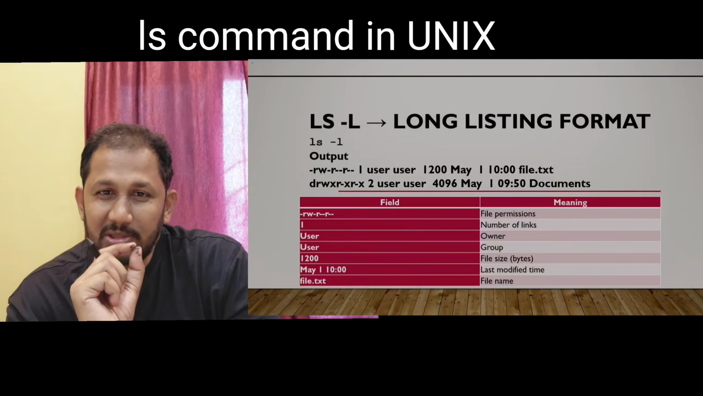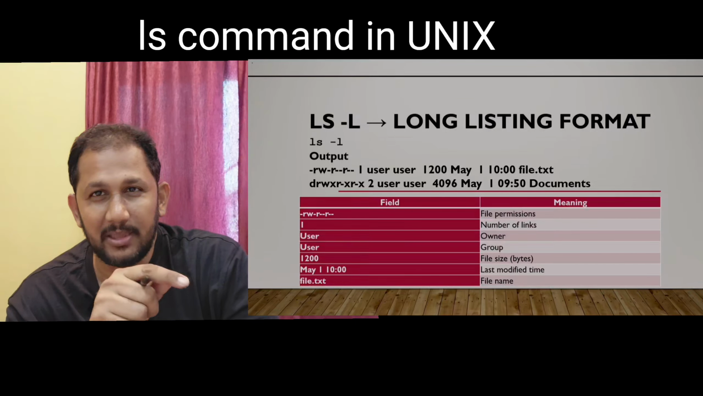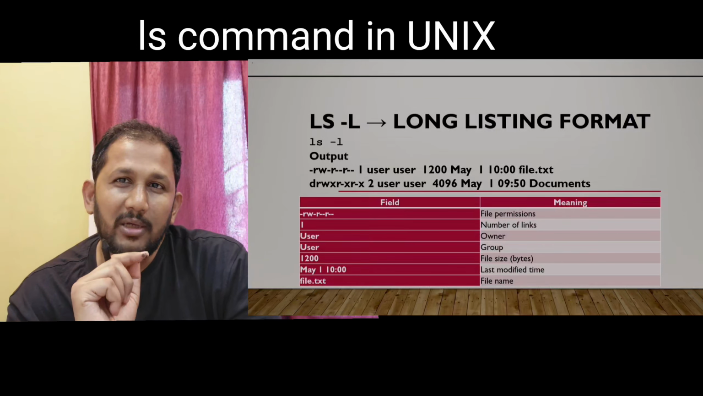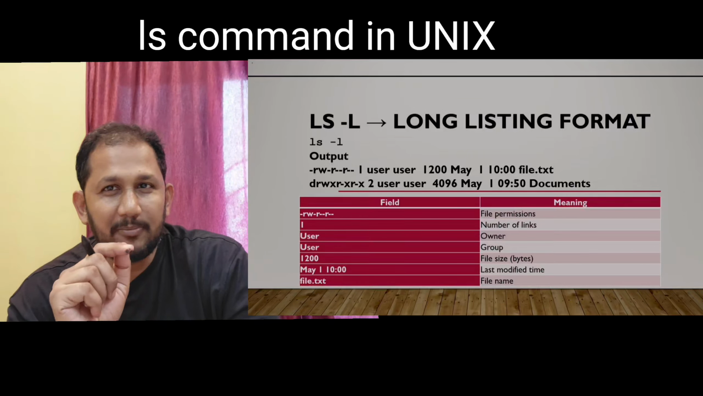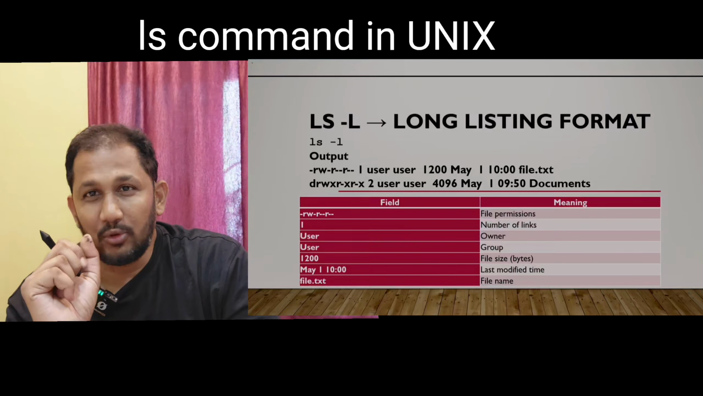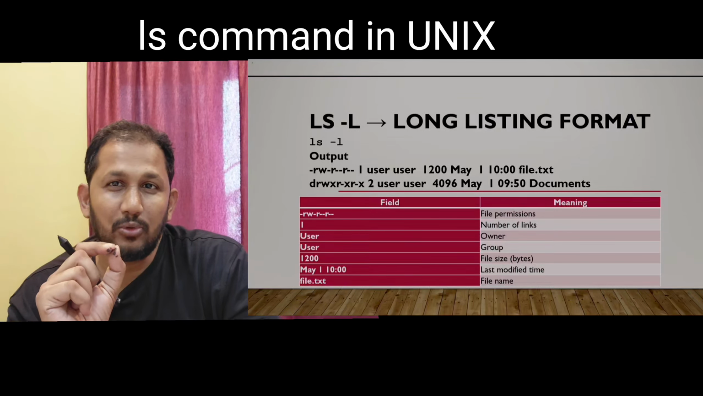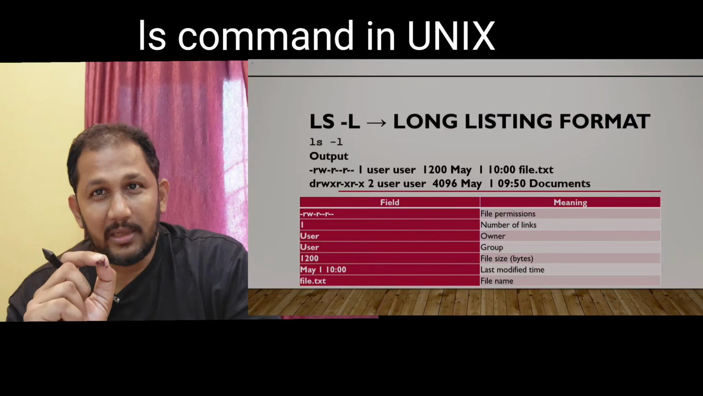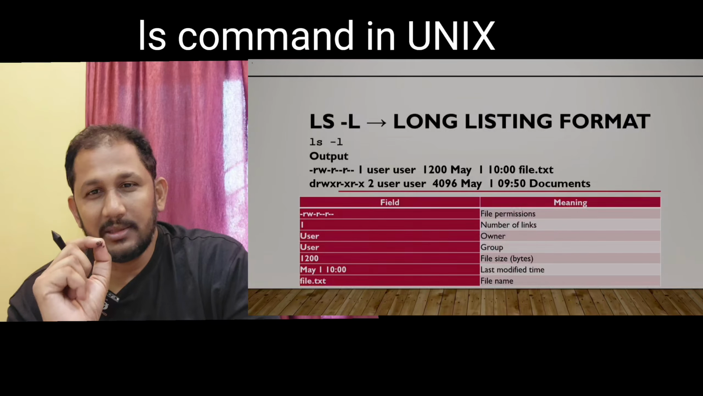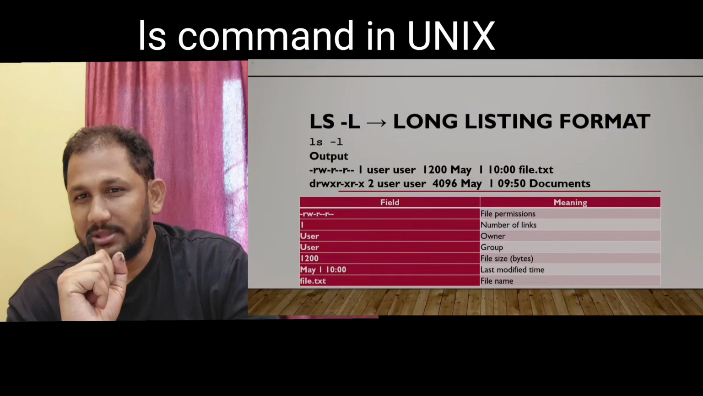A hyphen means this one is for a file. If there is a d, then this means directory. Then the owner has read permission, write permission, and no execute permission. The group has read permission only. Next one is for others, they can only perform read operations.